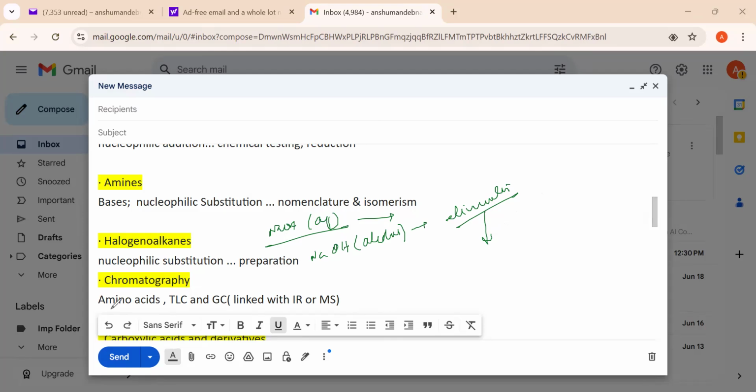Yeah, chromatography. Chromatography might be tested, right?